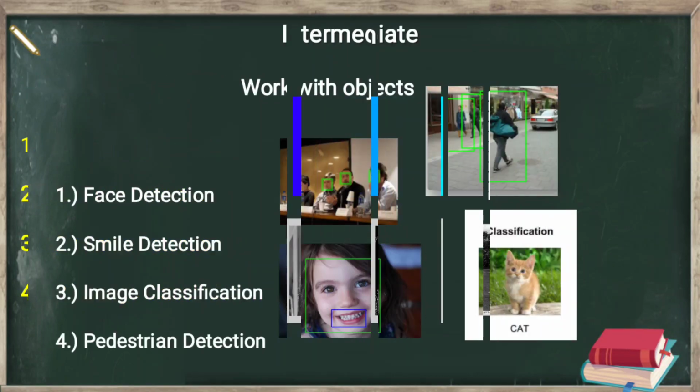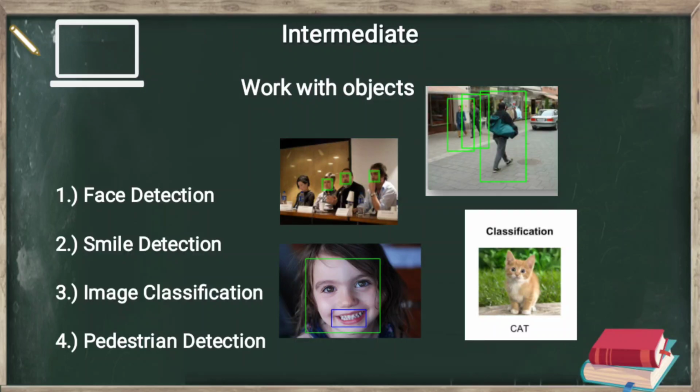So our next category is for intermediates. In the intermediates category, it is highly recommended to work with objects, like face detection, smile detection, identity or classification, or object detection. So I have chosen here four projects, that is face detection, smile detection, image classification, and pedestrian detection. What is face detection?